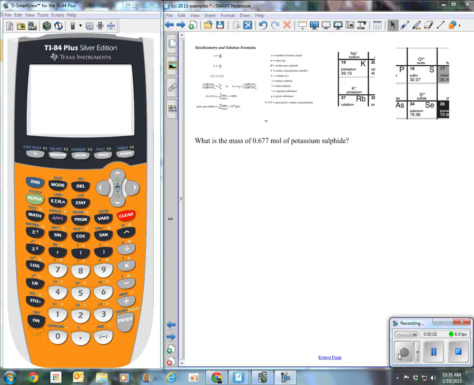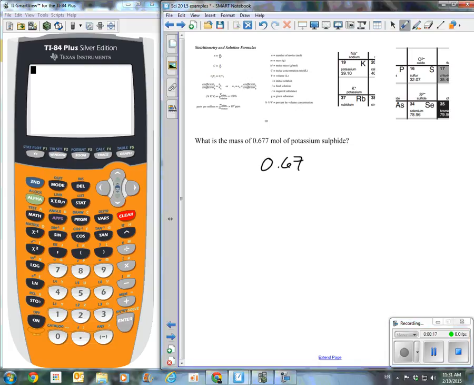Okay, so here's another molar mass or moles question. In this particular case, we're calculating the mass. The question asks us, what is the mass of 0.677 moles, that's n, of potassium sulfide?